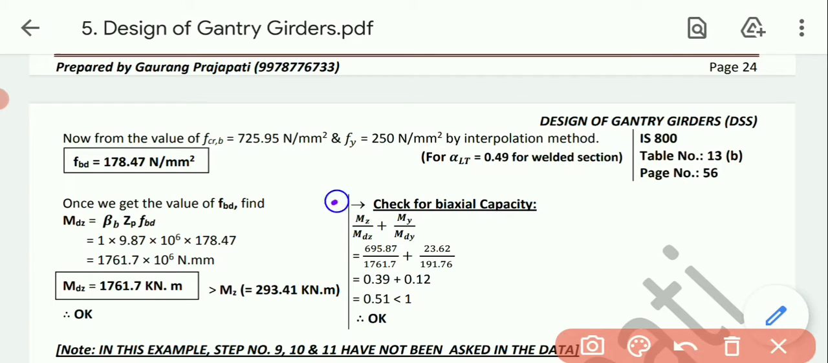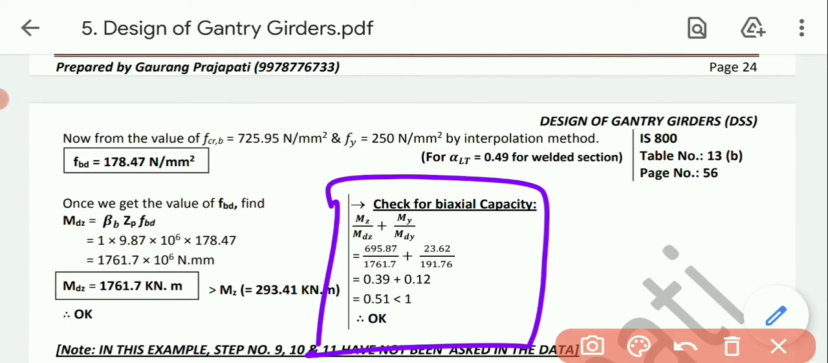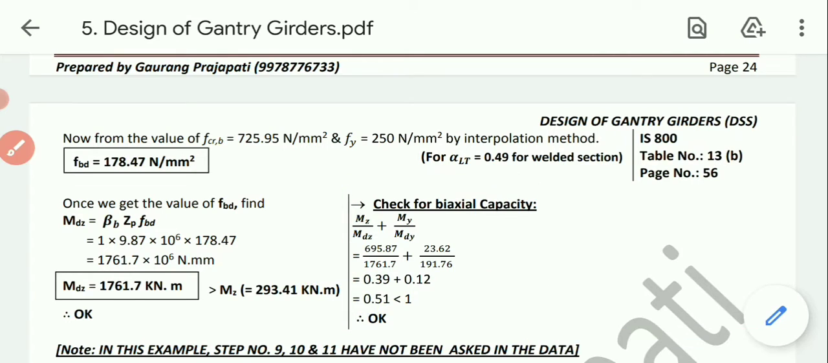So now let's put down this value in this formula. So MZ 695.87, MDZ 1761.7, MY 23.62 and MDY, that is 191.76. By simplifying the term we will get the answer 0.51, which is less than 1, hence okay. Okay, so these are the criteria.